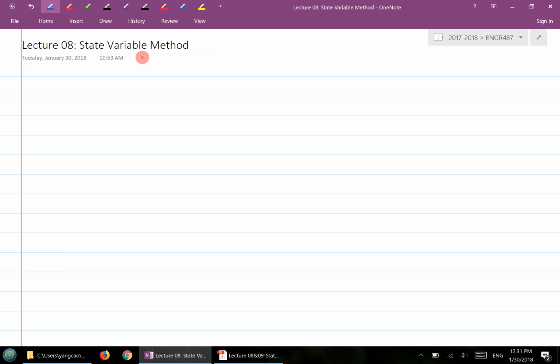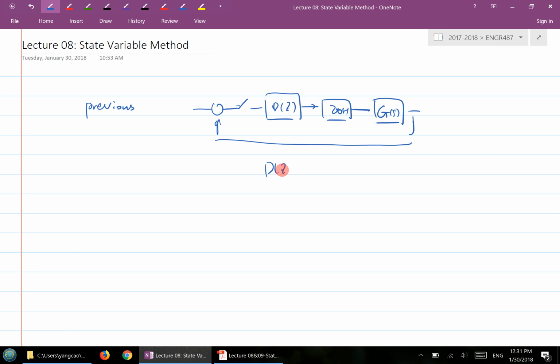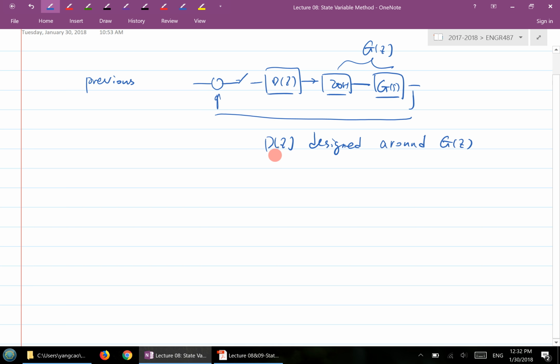Maybe I'll just write here. Previously, what you design is you have a digital controller here, and the zero order hold, and your plant. This D of Z, you can design it around these two, which can be converted into one G of Z. So now we're trying to ask: how do I come up with a D of Z?